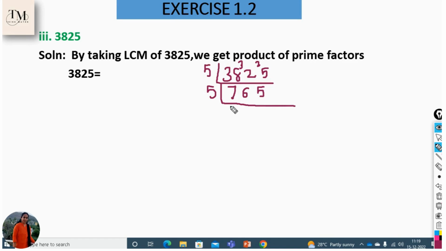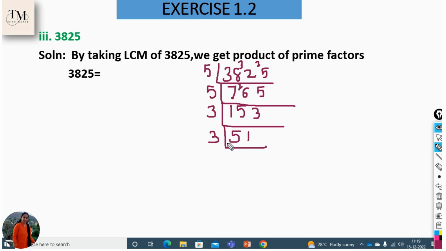So 5 1s are 5, remainder is 2 here. So 26. So 5 5s are 25, balance 1, 3. So 1 5 3. So I think divisor is 3. So 3 5s are 15, balance 1. So let me check.